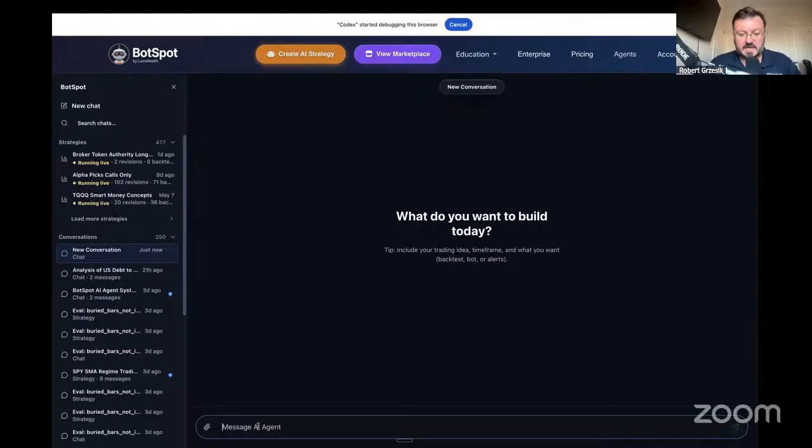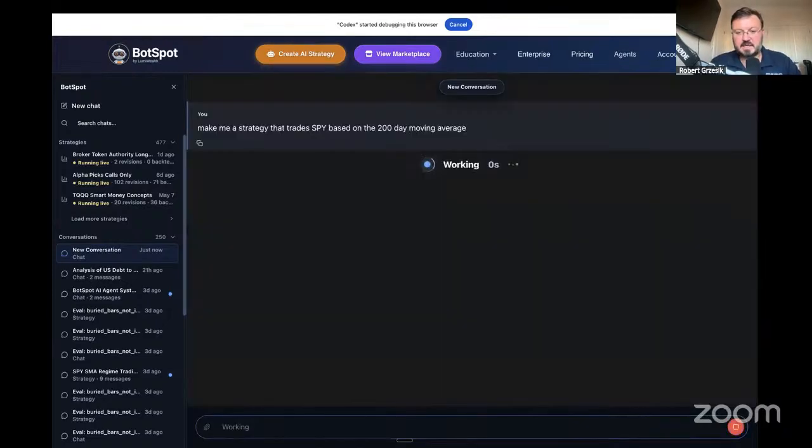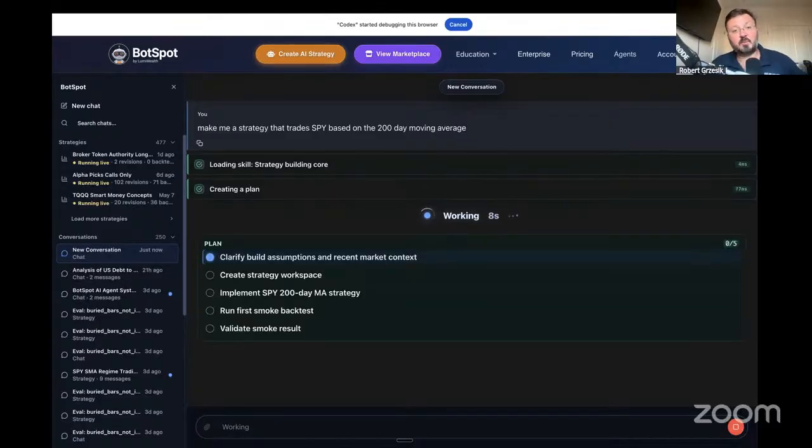So for example, if I say, make me a strategy that trades, I don't know, SPY based on the 200-day moving average, right? If I want to do something like that, it's pretty easy. I just type that in and it'll go off and build it. Before, it was starting to do this. I actually think I demoed this to you guys like 2 weeks ago, but it's really gotten a lot more tightened up now. So if you watch it, it actually follows the plan a lot more closely.